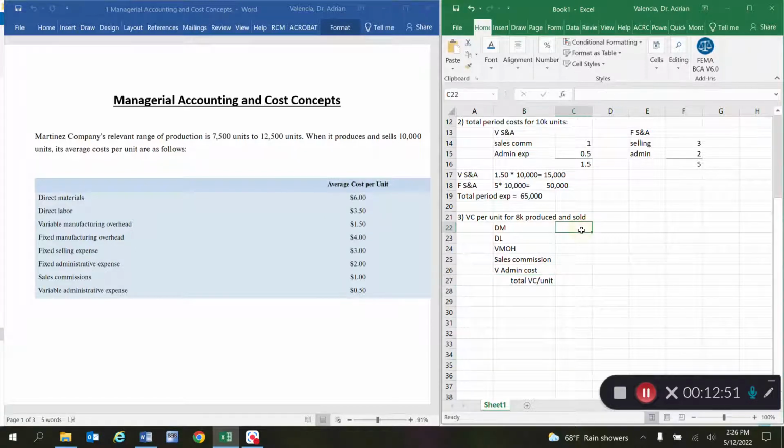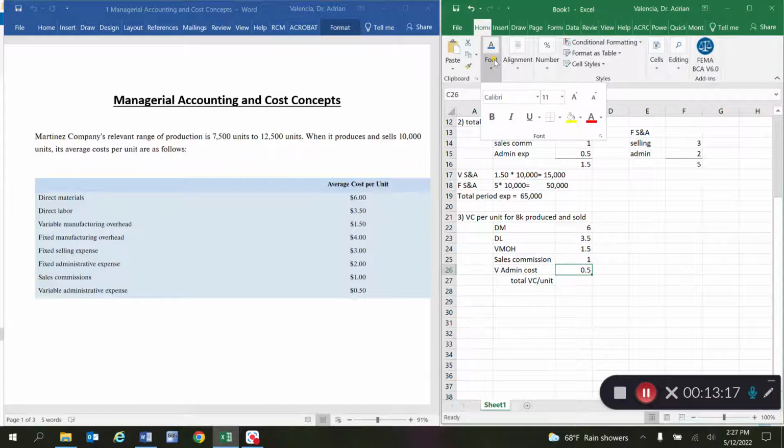So we have $6, $3.50, and this is all coming straight from the information right here. $1.50 for manufacturing overhead. That's this one right here, variable manufacturing overhead. Sales commissions is $1, and then finally variable administrative expenses are 50 cents. So when we quantify this to sum it up, we get $12.50.